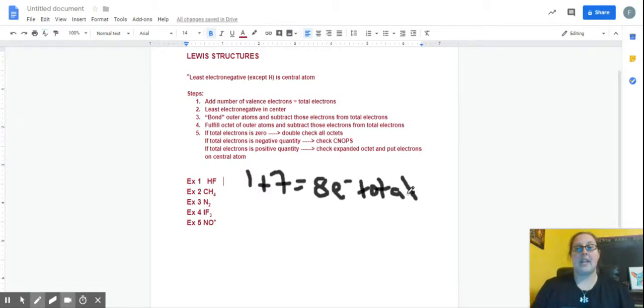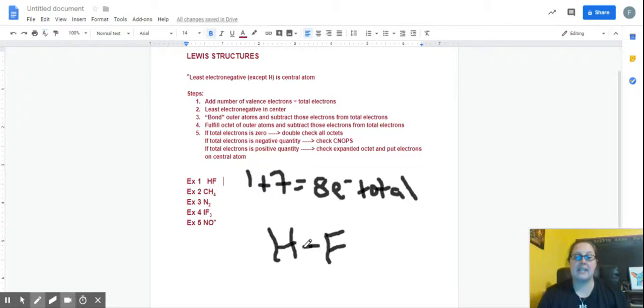All right. Now, step 2, least electronegative in center. Well, we're not going to have a central one. So we're going to say H and F. That's all we can do right here because there's just 2. Bond the outer atoms and subtract those electrons from your total. So we're going to put 1 bond here. Now, in a single bond, I've used 2 electrons. So I'm going to subtract 2 from here. That means 8 minus 2, I have 6 more to work with.